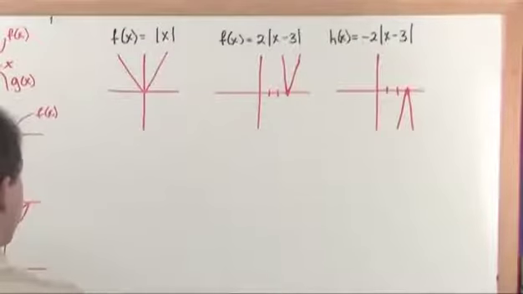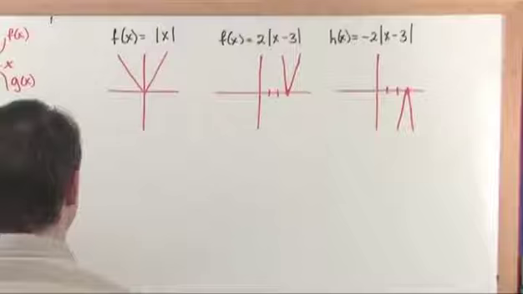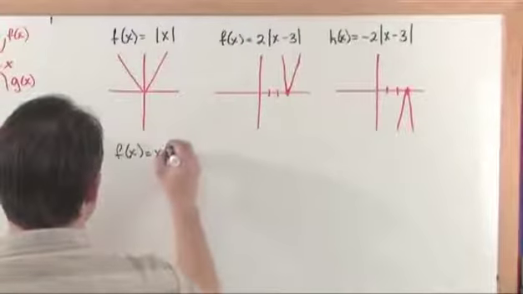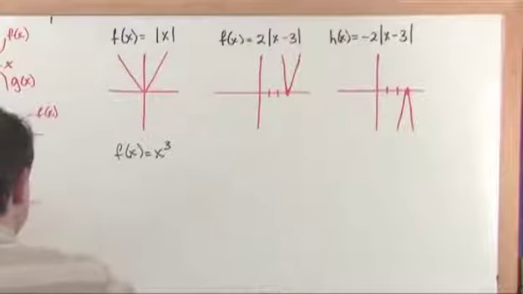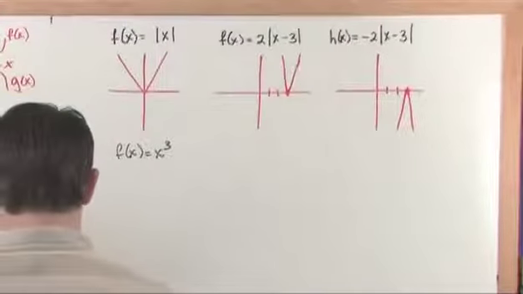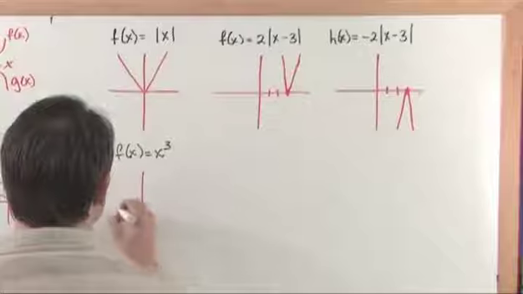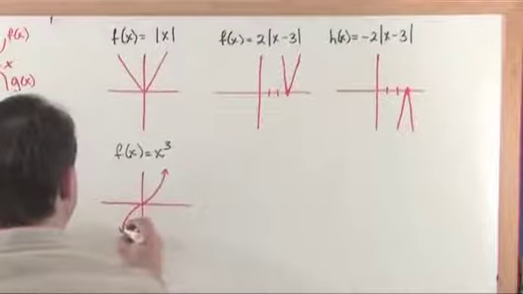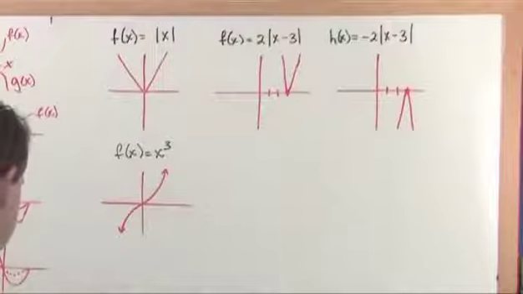Let's say you wanted to sketch f of x is equal to x cubed. That's going to be our baseline plot here. And so you would have something that looked like this. That's what x cubed looks like.